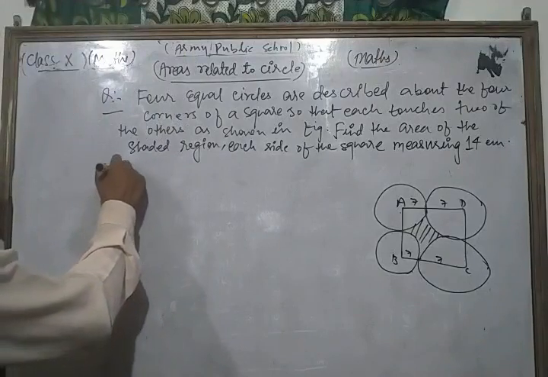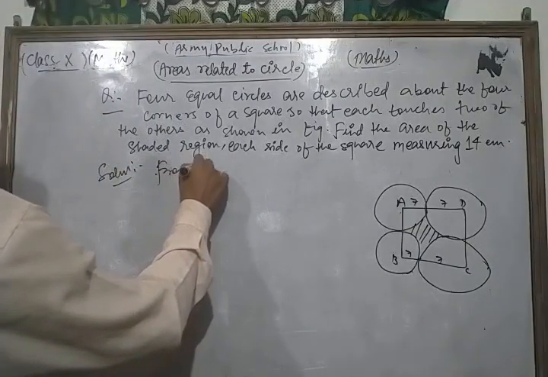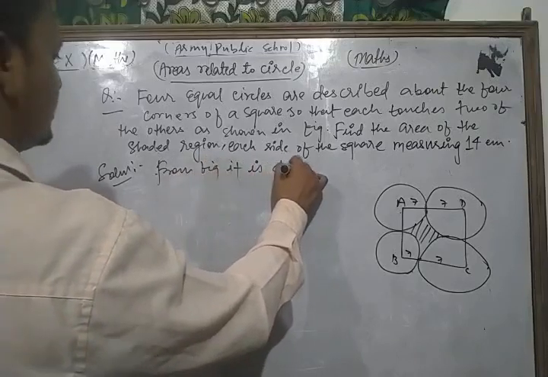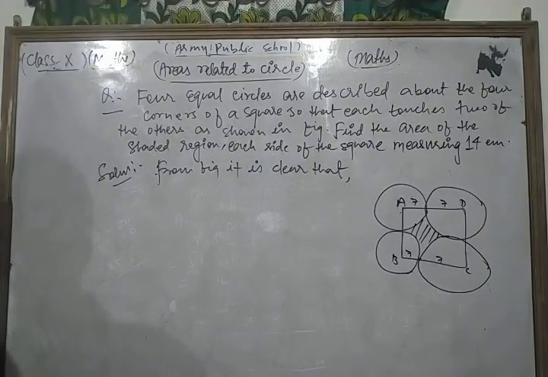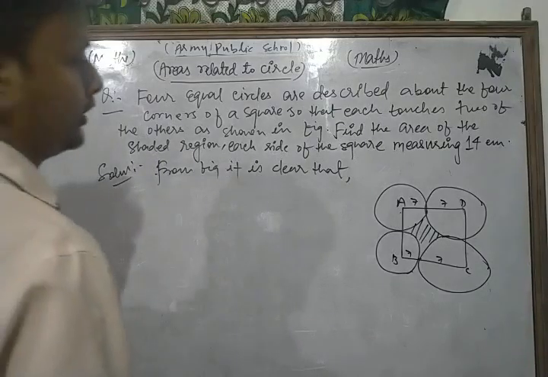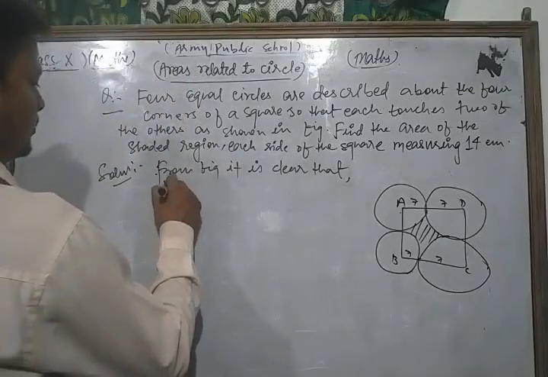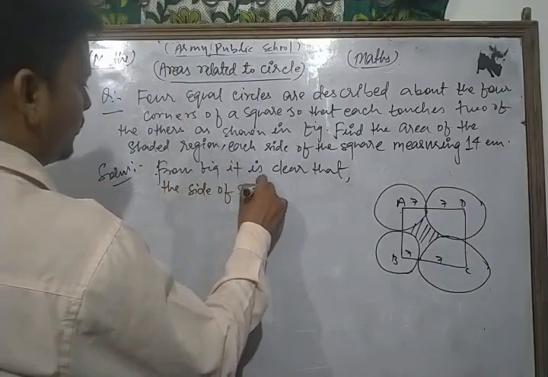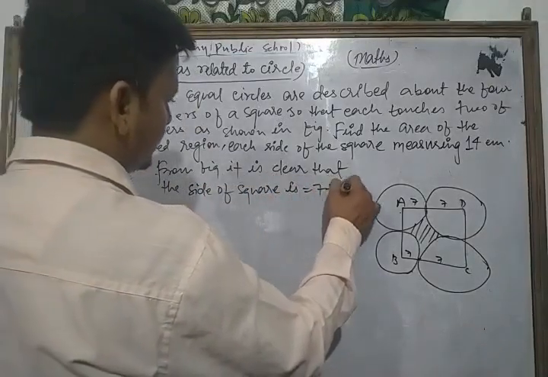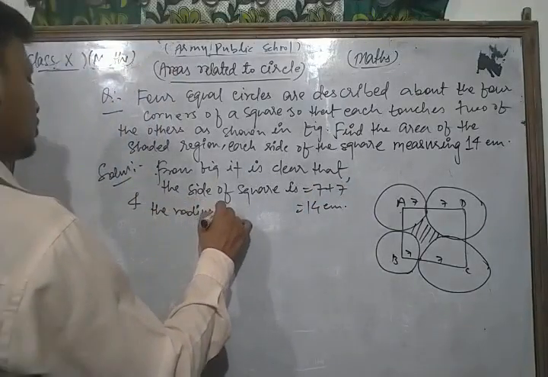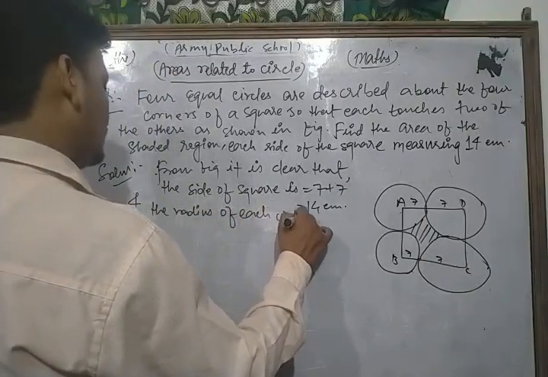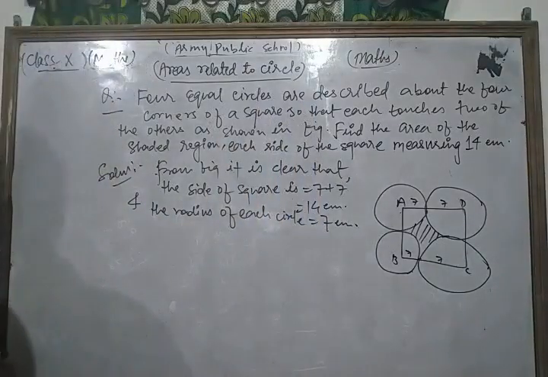Now look, let's see its solution. From the figure it is clear that the side of the square is 7 plus 7, that is 14 centimeter, and the radius of each circle is what? 7 centimeter.